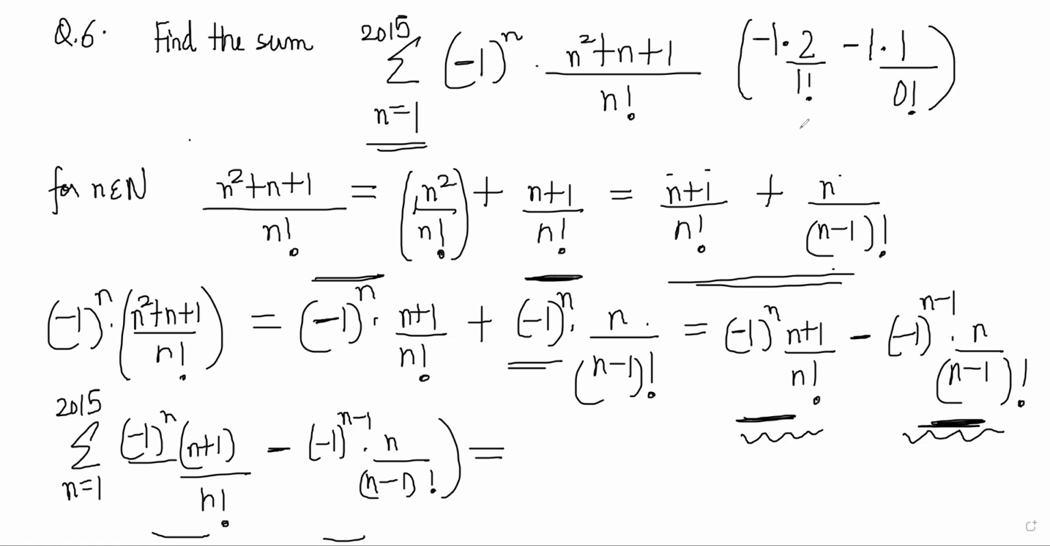The second term is when n is 2, it will be 1 into 3 by 2 factorial minus of (minus 1) power n, n is 2, so it is 1, and 2 by 1 factorial, right? So notice that there is a plus 1 into 2 by 1 factorial, and there was a minus 1 into 2 by 1 factorial here. So this term gets cancelled with this term.